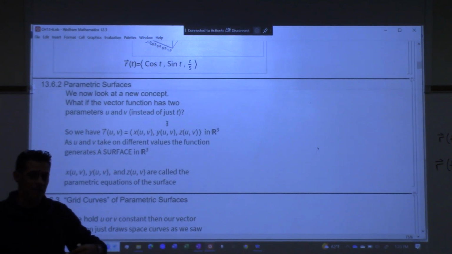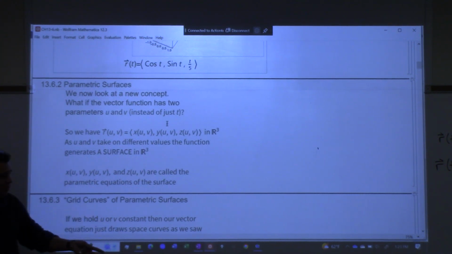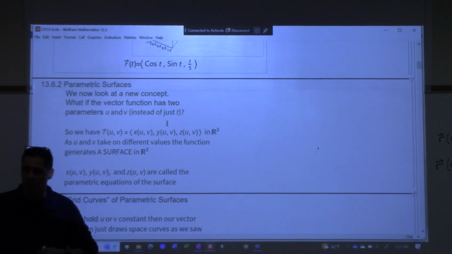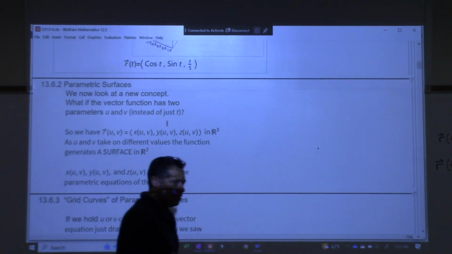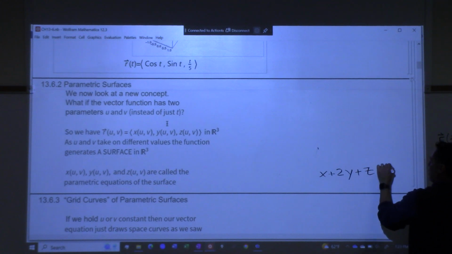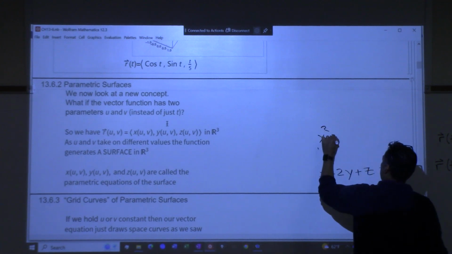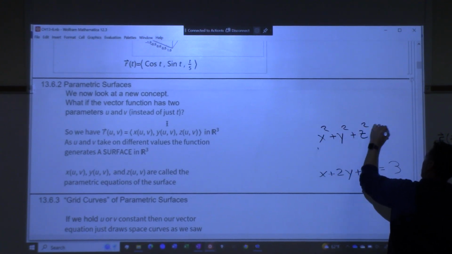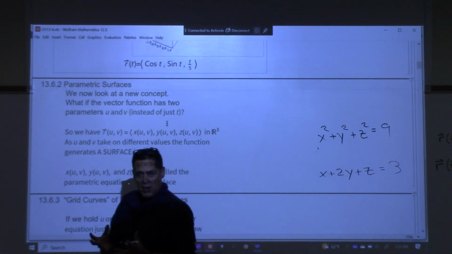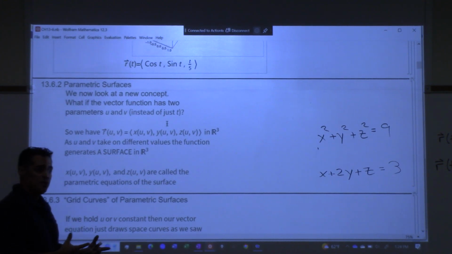in three-dimensional space. And we want to be able to draw a surface, not using the standard equation of a surface, but using a vector formula or vector function. So we've already studied surfaces, right? If I wrote down x squared plus 2y plus z equals 3, we all know that's a plane. If I do x squared plus y squared plus z squared equals 9, that's a sphere of radius 3. We know how to draw surfaces already, but they were equations that involved x, y, and z, not vector functions. We want to draw a surface with vectors instead.